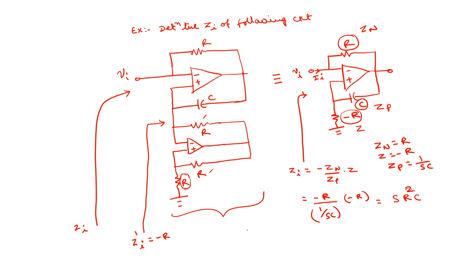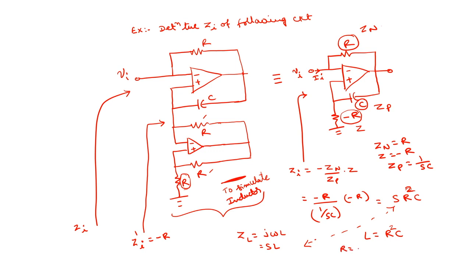If I take the impedance of an inductor, ZL is equal to j omega L, or equal to S L. If I compare these two, this will act as an inductor. This is one of the interesting results. So here L is equal to R square C. Even though we don't have any inductor here, we can use this circuit to simulate the inductor, because it is difficult to fabricate the inductor in ICs. So we can fabricate the inductor in terms of its equivalent circuit.